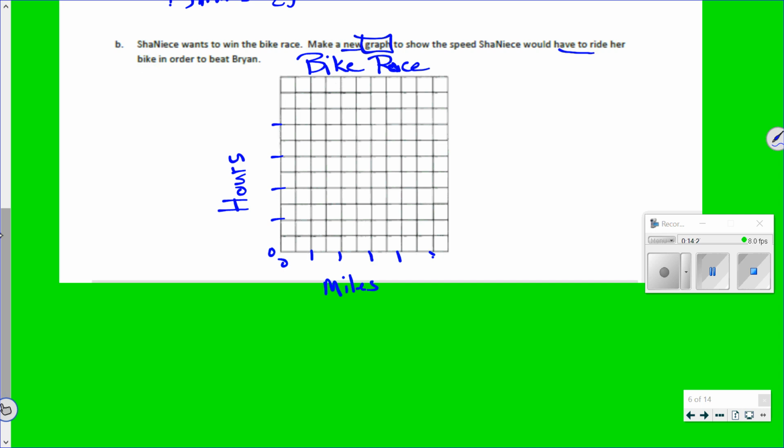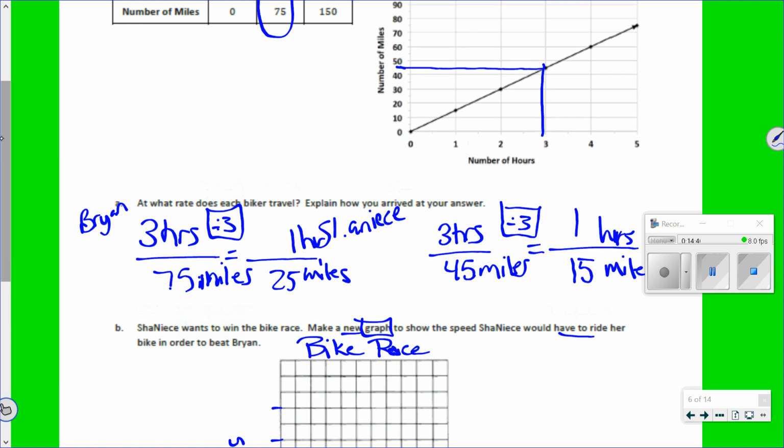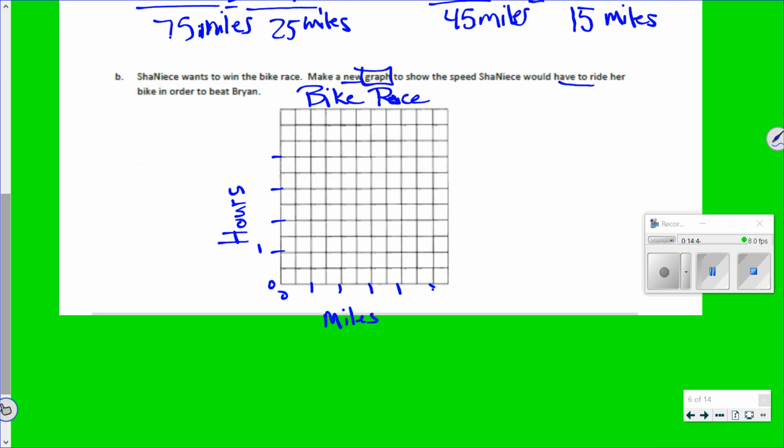For our hours, we went by what? By hours, we went by what? Not a trick question, guys. By hours, we went by ones. Okay? So we go by ones on the hours. What about for the miles? What am I going to do? What do you think, Lydia?